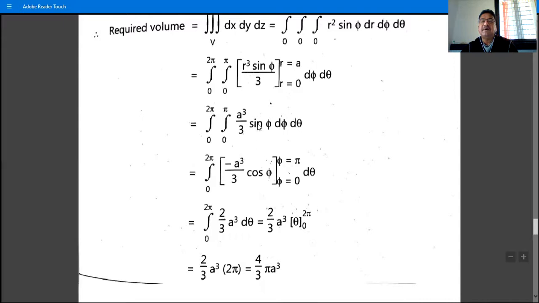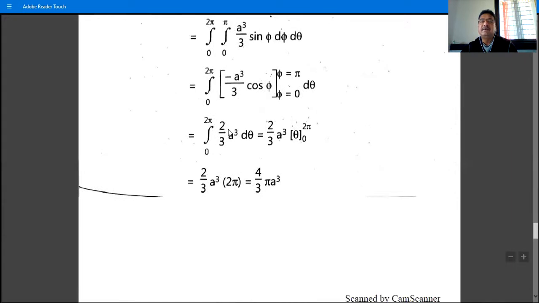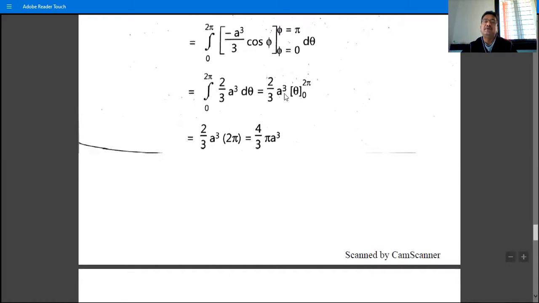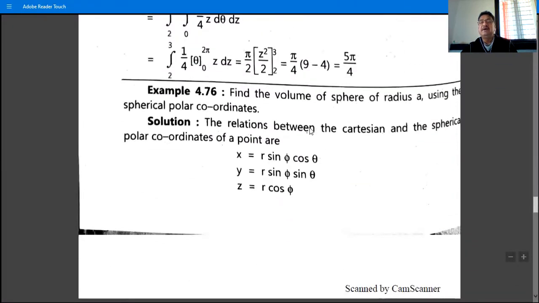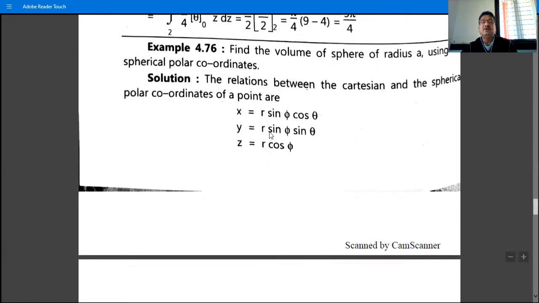Then integrate with respect to phi. The integration of sin phi is minus cos phi from 0 to pi, the value at the upper limit minus the value at the lower limit. Cos pi is minus 1, and minus cos 0 is minus 1, so minus 1 minus 1 becomes minus 2. So here we have 2 by 3 a cube, which is constant with respect to theta. Integration with respect to theta is theta from 0 to 2 pi, the value at the upper limit is 2 pi and at the lower limit is 0. So we have 4 by 3 pi a cube. This is the volume of the sphere using spherical polar coordinates.